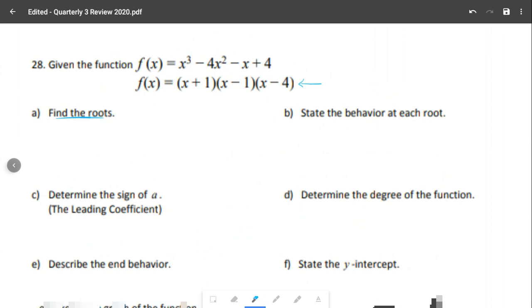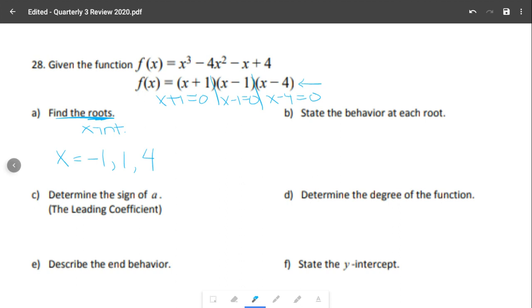So A says find the roots. Remember, these up here were your factors. If we did that t-chart and set each one equal to 0 and solved for x, those would be your roots or your x-intercepts, they're also called. So you would get x-intercepts of -1, +1, and +4.